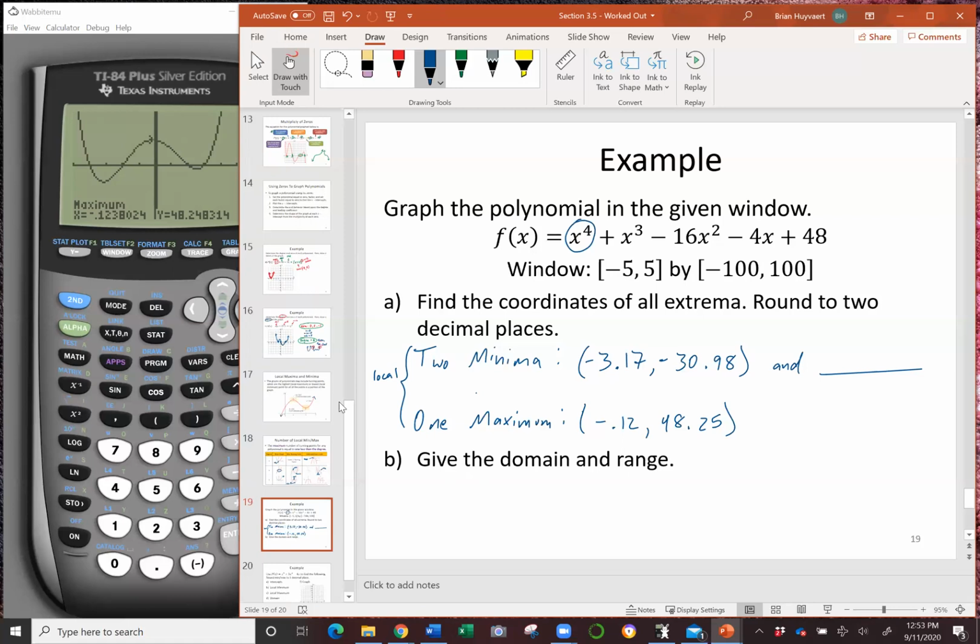Okay, the domain and range. So domain is going to be all real numbers, right, as it is for every polynomial. The range, though, here's where we can say, well, I found the lowest y value that I could use in my first min. That lowest y value was negative 30.98. I could use everything above that, but nothing below it. And I did actually reach that point, so let's use a bracket for that lower bound there.